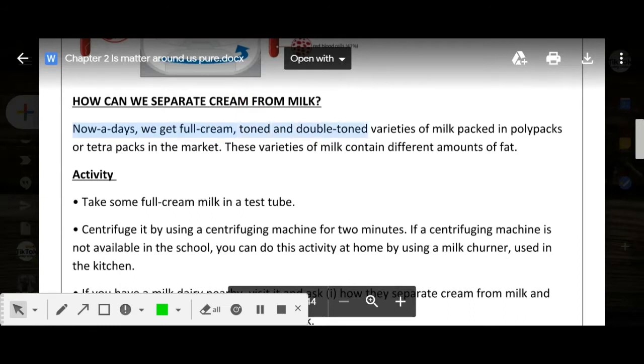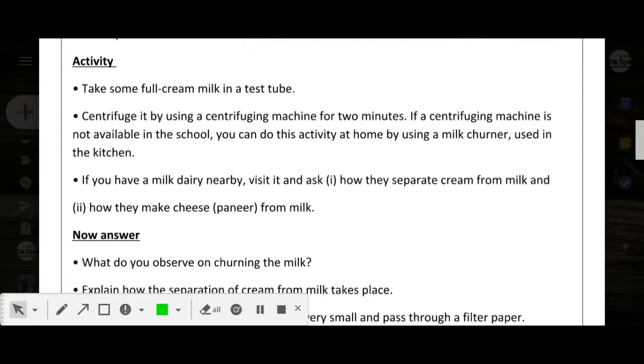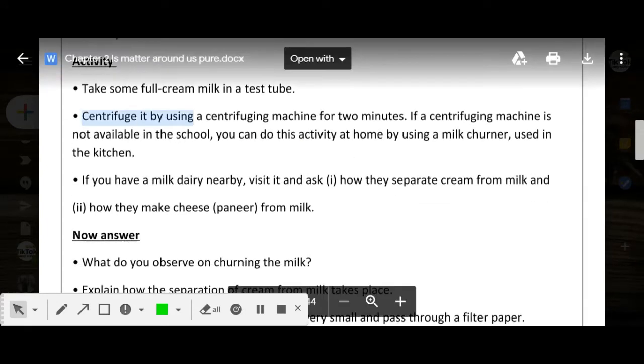Nowadays we get full cream, toned, double toned milk. There are many varieties of milk available in the market. These varieties of milk contain different amounts of fats. So let's perform an activity. Take some full cream milk in a test tube. Centrifuge it using a centrifuging machine for 2 minutes.